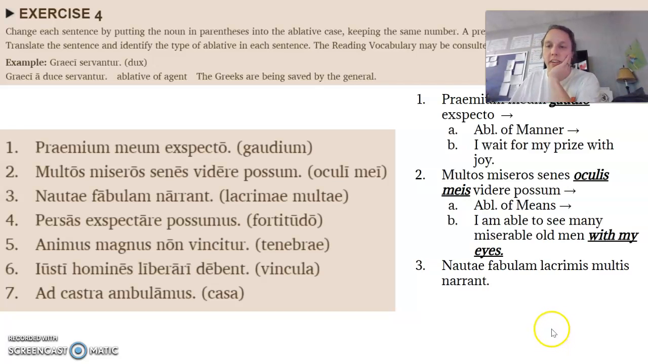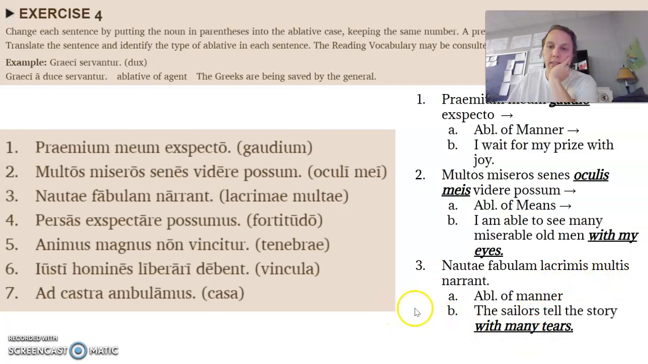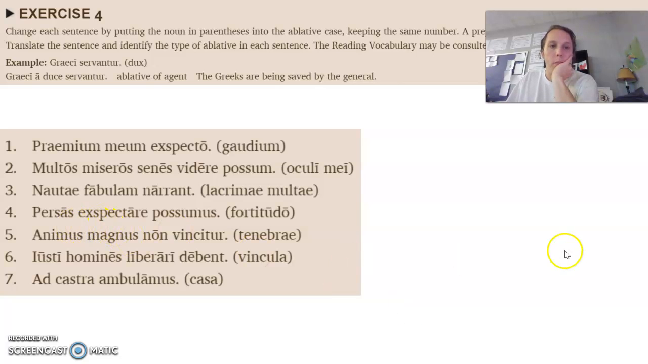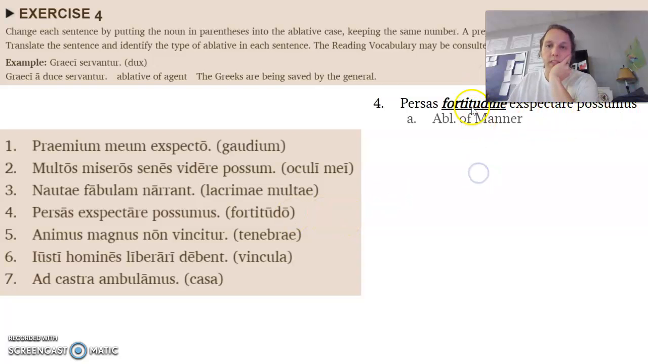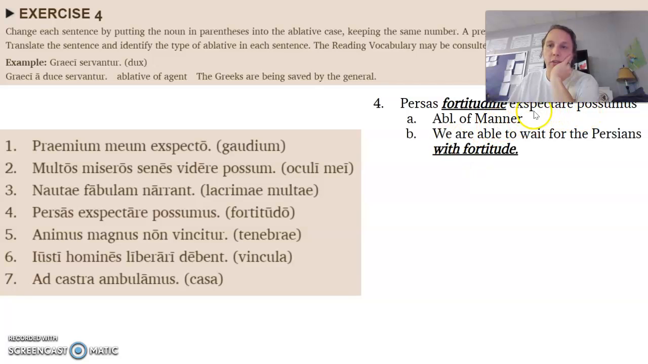Nautae fabulam lacrimis multis narrant. It's an ablative of manner. The sailors tell the story lacrimis multis. That's our ablative, with many tears in their eyes. Okay. Number 4, Persas expectare possumus fortitudine. Fortitudine expectare possumus. It's an ablative of manner. We possumus expectare, to wait for. The Persians with fortitude. It's the manner in which we're doing it.